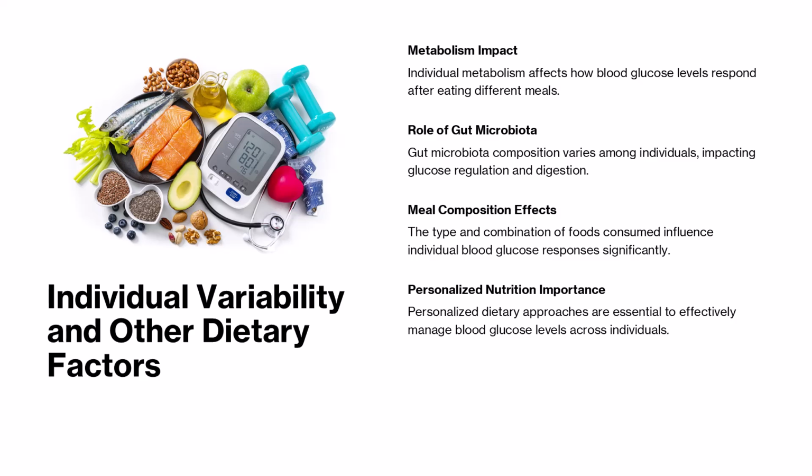Individual variability and other dietary factors. Individual metabolism plays a role in how blood glucose responds to food. Gut microbiota composition also affects digestion and glucose regulation. The type and combination of foods in a meal influence blood sugar responses, highlighting the importance of personalized nutrition.